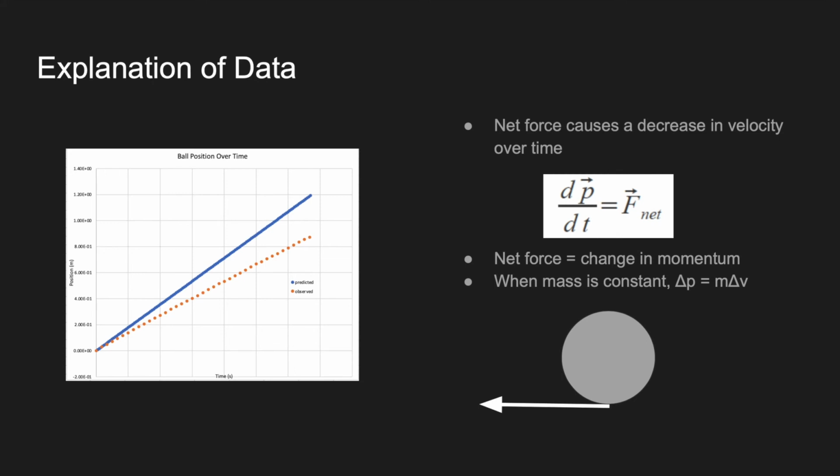Since the mass of the ball is constant and momentum equals mass times velocity, we know that the change in momentum is going to be directly proportional to the change in velocity. Thus, we see a steady decrease in velocity over time, as the observed position over time increasingly strays from our prediction of the ball's motion in truly constant velocity.